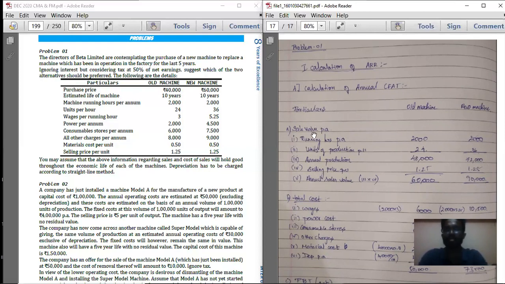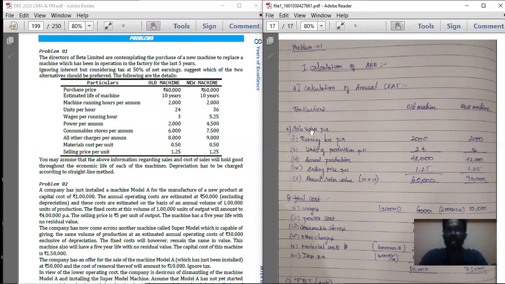Below that, under particulars, small a, sales value per annum. Using this, we can easily calculate the sales value per annum. What are the different data they have given? They have given the selling price per unit, the units produced per hour, and the machine running hours. Machine running hours per annum is 2000 and units per hour is 24. So 24 into 2000 is the total number of units produced, into 1.25 the selling price, so you will get the sales value.